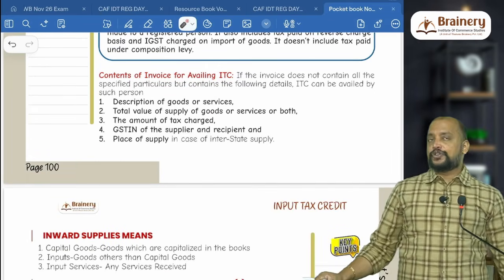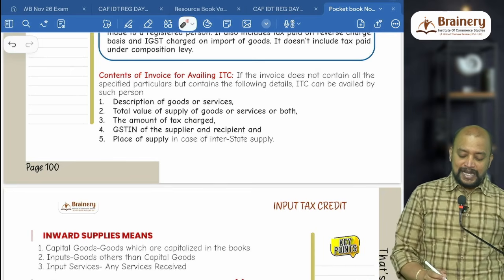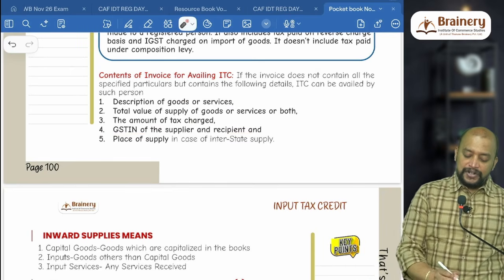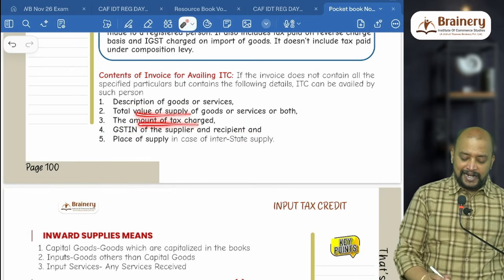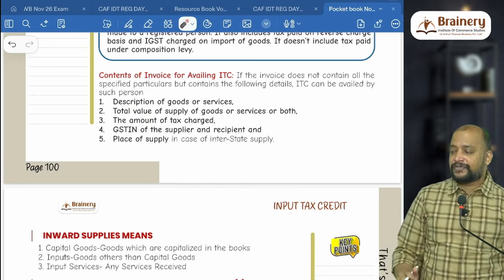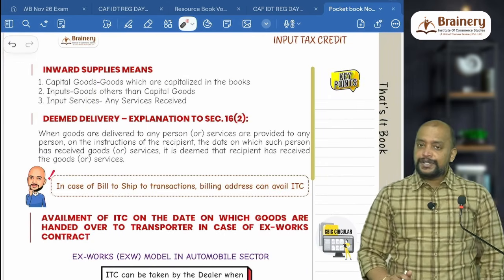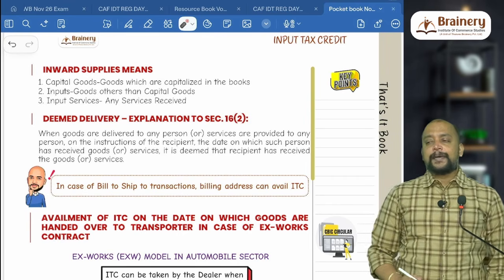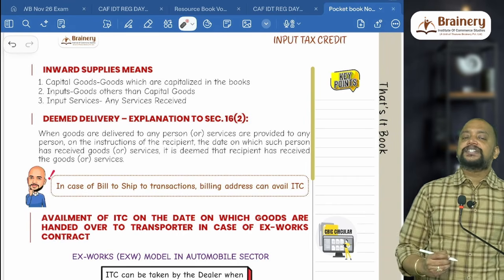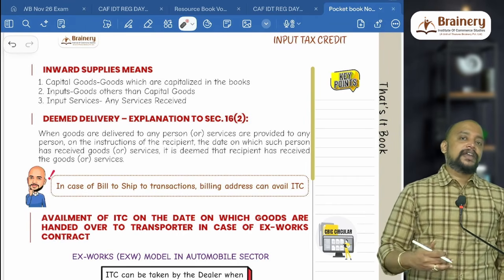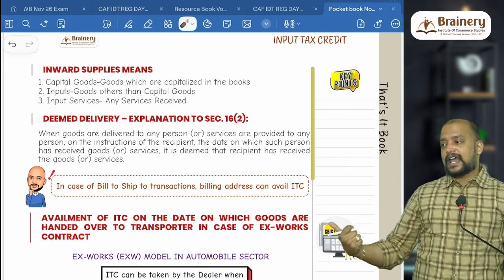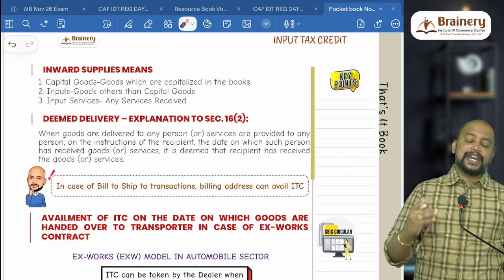Then what are the contents of an invoice for availing ITC? Basic details should be there, that is GSTIN of the supplier, GSTIN of the recipient, then description, value, tax and place of supply in case of interstate supply. What is the meaning of inward supplies? Either inputs or input services or capital goods. Inputs means anything which is not capitalized. So any goods purchased and capitalized is capital goods, and if charged to P&L it is inputs, and any service received will be input services.